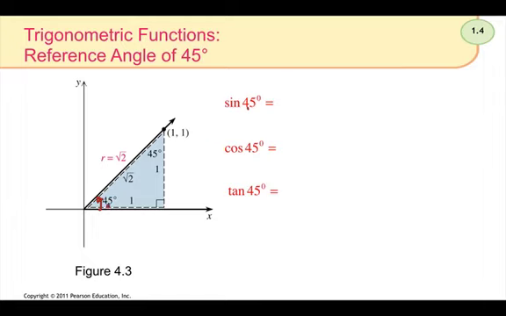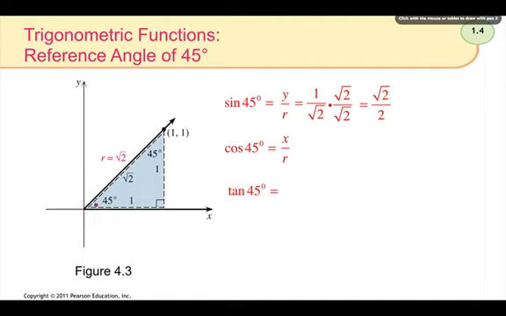But at this point, all I'm going to do is look at sine of this reference angle 45. The definition of sine of a reference angle is just the y value over the r. The y value is 1. The radius is radical 2. So sine of 45 is equal to 1 over radical 2. We rationalize, and we end up with radical 2 over 2.